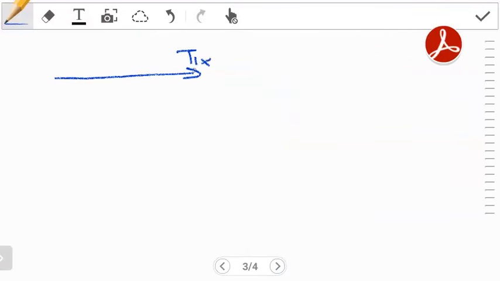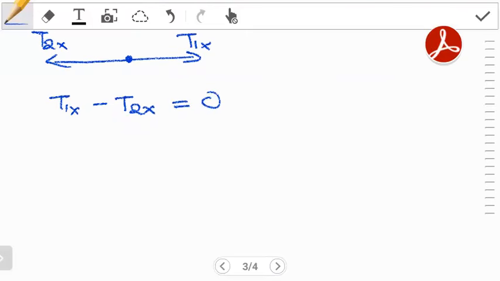T1x was going this side, and then T2x was going this side. Then that was the central point. So because T1x is going to the right, it's going to be positive. T2x is going to the left, it's going to be negative. And then these add up to zero. Okay. Now, what is T1x?